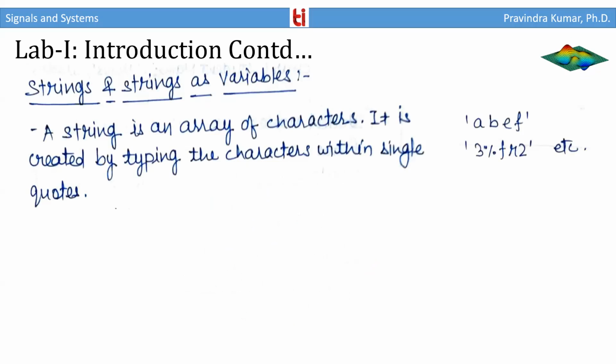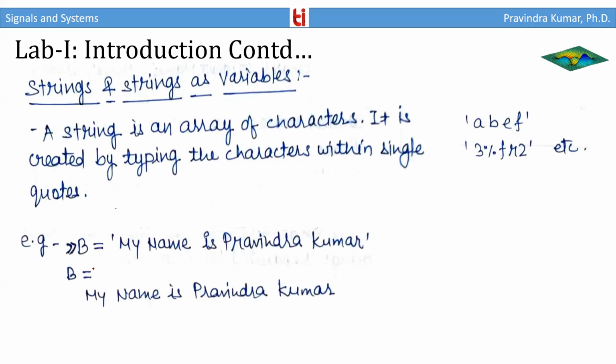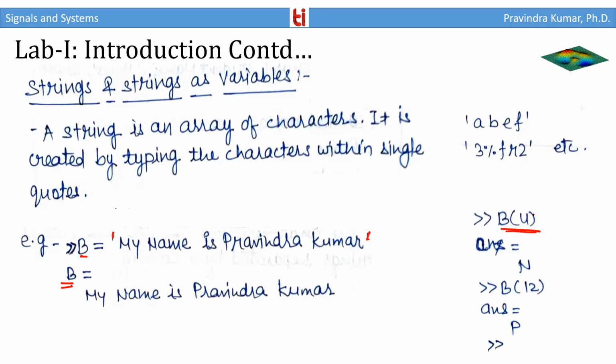Just like these are some characters A, B, E in single quotes. So if I write vector B in single quotes, my name is Parvindra Kumar, the answer of vector B will be this string, my name is Parvindra Kumar. So if you write B in bracket 4, the fourth term is what? First, second, third is space, and fourth is N. So the answer will be N.